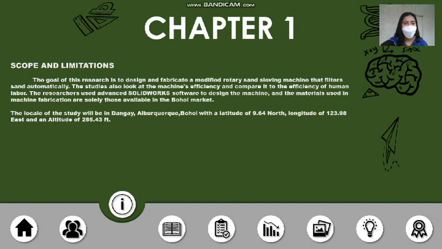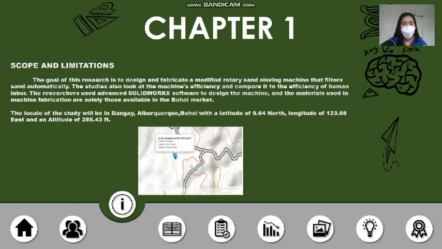Scope and limitations: the goal of this research is to design and fabricate a modified rotary sand sieving machine that filters sand automatically. The study also looks at the machine's efficiency and compares it to the efficiency of human labor. The researchers use advanced SolidWorks software to design the machine, and the materials used in the machine fabrication are solely those available in the local market. The locale of the study will be in Dangal, with a latitude of 9.64 north, longitude of 123.98 east, and an altitude of 285.4.